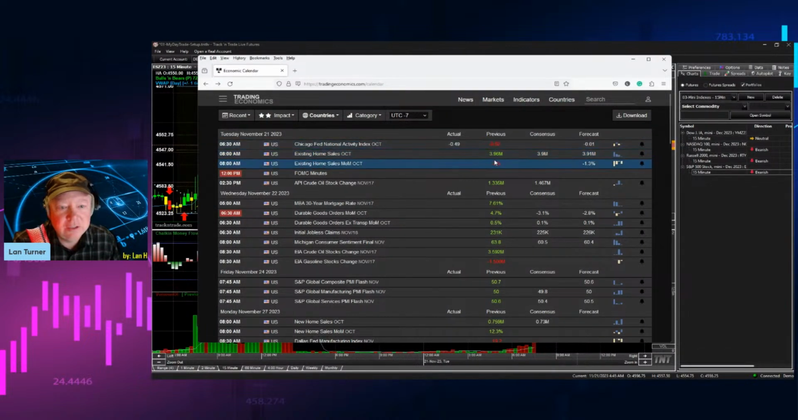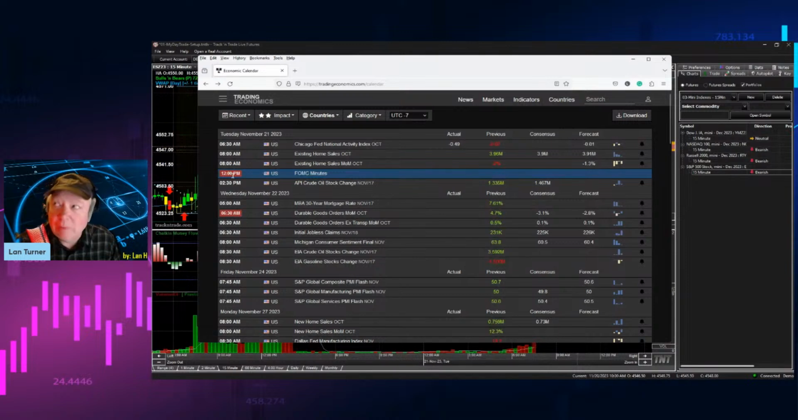So we're looking at, the previous was 3.96. The consensus is 3.9. Forecast is 3.91. So existing home sales is going to go down according to the forecast. We'll have to wait and see and decide whether that makes the market go up or down. Existing home sales month over month that is coming in. Previous was down 2. Forecast is down 1.3. So they're expecting better numbers.